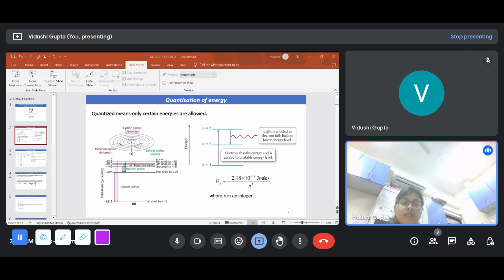Then you should know this formula to calculate the wavelength: 1 by wavelength is equal to R times 1 upon n1 square minus 1 by n2 square. And R is the Rydberg constant whose value is 1.097 into 10 raised to 7 meter inverse.